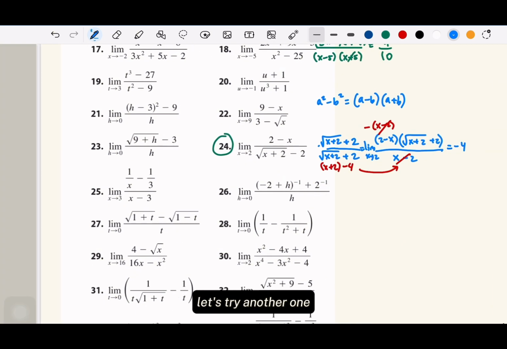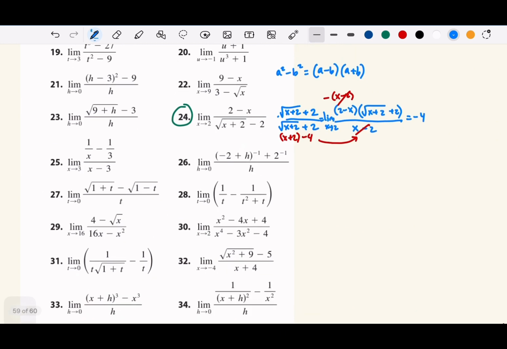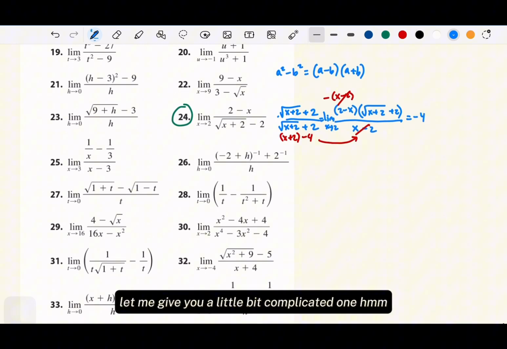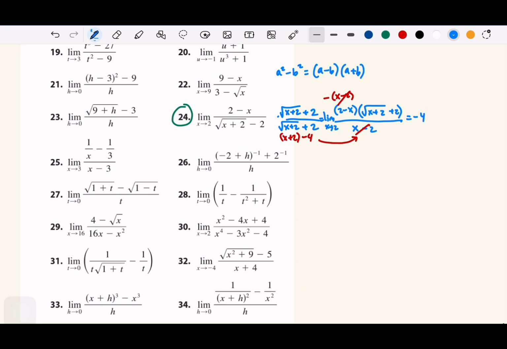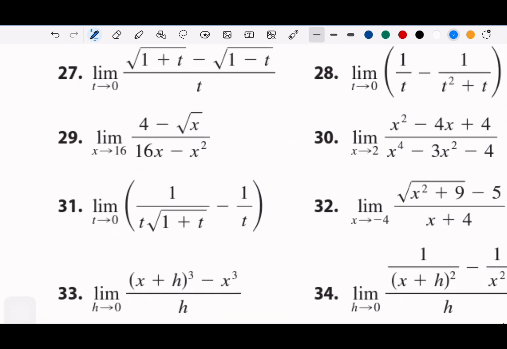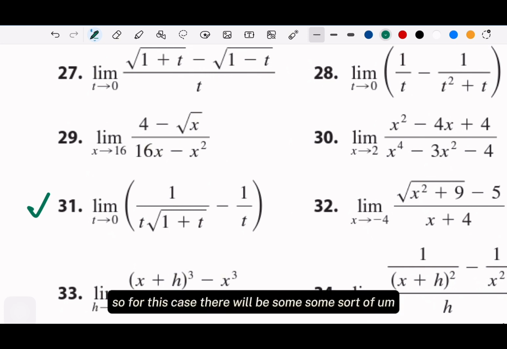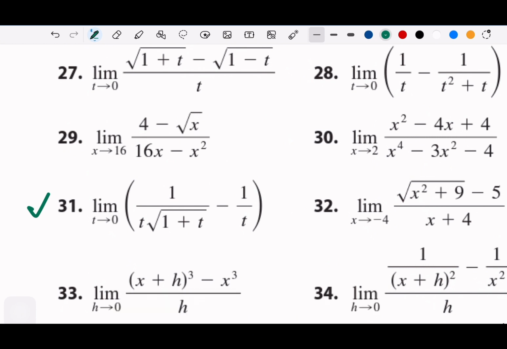Let's try another one. Let me give you a little bit more complicated one. Try number 31. So for this case, there will be some sort of algebra process in between.